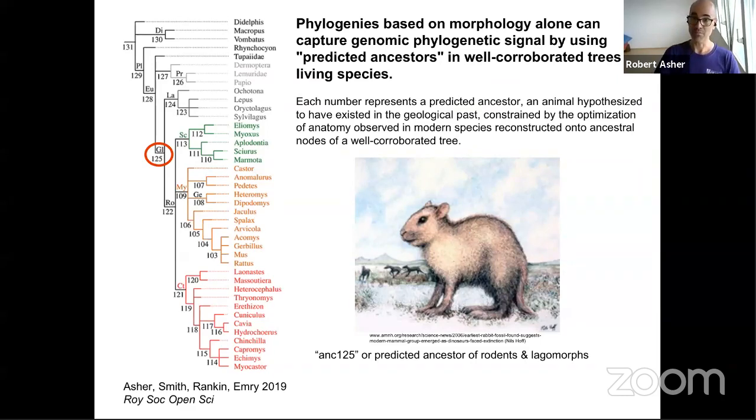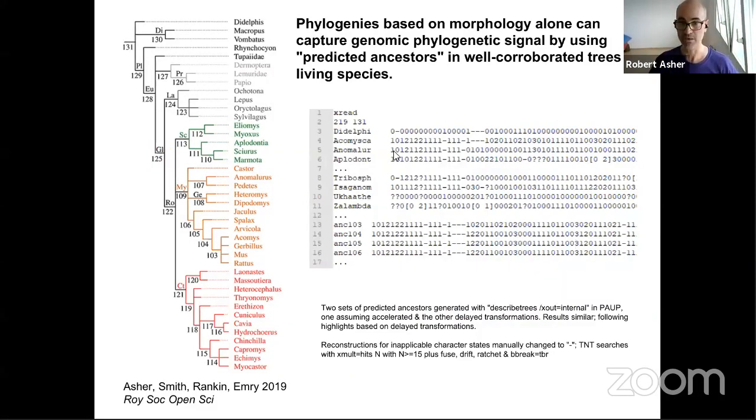In terms of the actual method that we used in this paper last year, which Peck and Bailey used in 2018, here is a screenshot of a TNT data file showing you a bunch of living taxa, some fossils, and then these predicted ancestors, 103, 104, 105, 106. These all happen to be in the mouse-related clade.